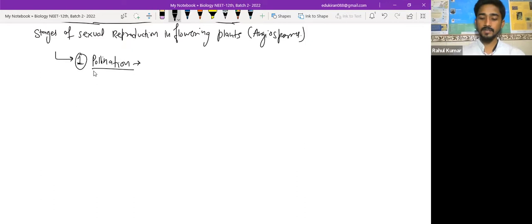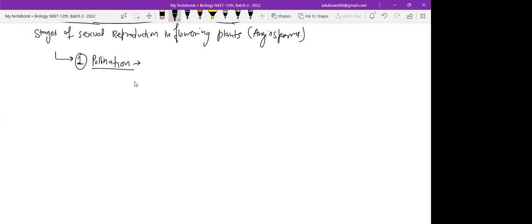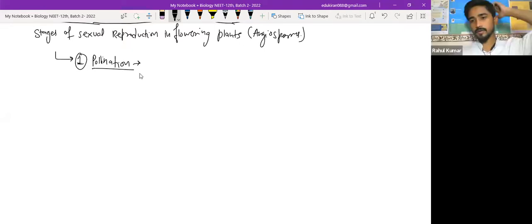Second stage is after pollination, the fertilization happens and the formation of zygote takes place. So second is formation of zygote. And third is that zygote develops into fruit and seed, correct? So third stage is seed and fruit formation. We'll be going into the detail of all the 3 one by one. So let's first begin with pollination. Is it okay? You understood? So tell me, what is pollination according to you? What do you know about pollination? How much do you know?